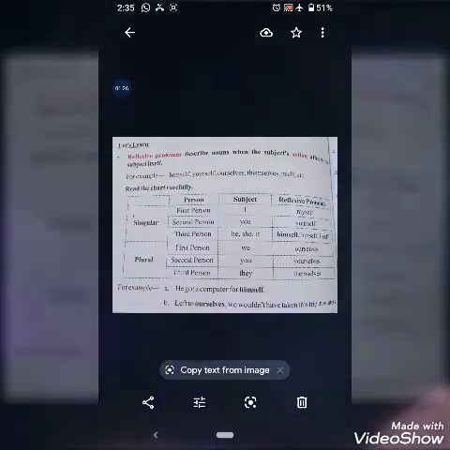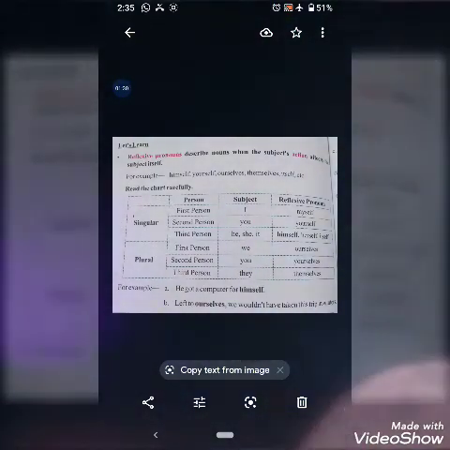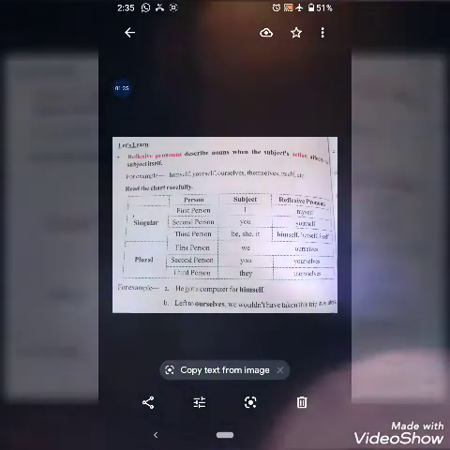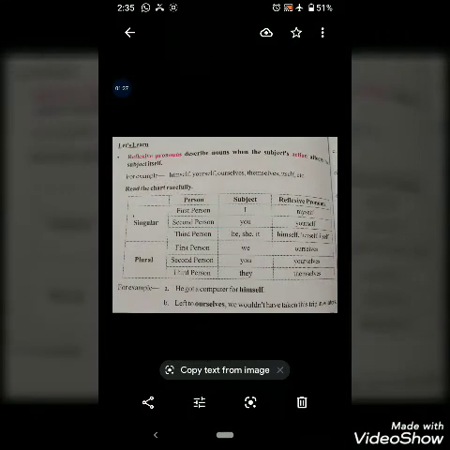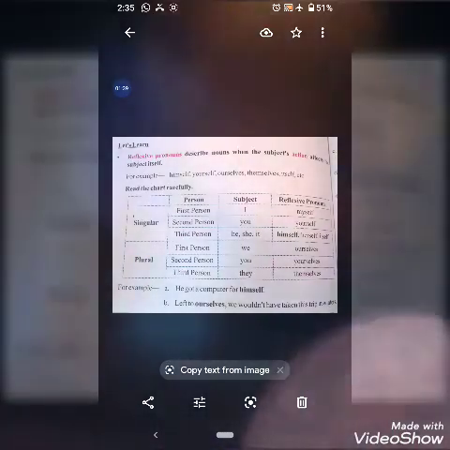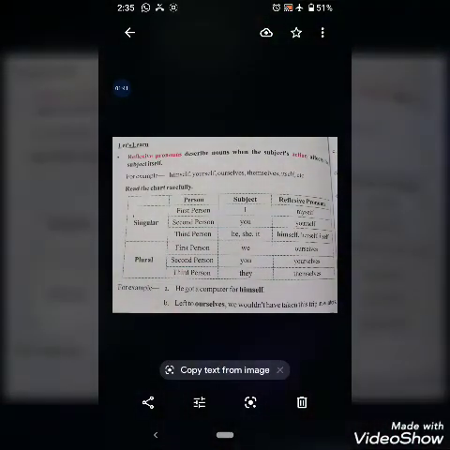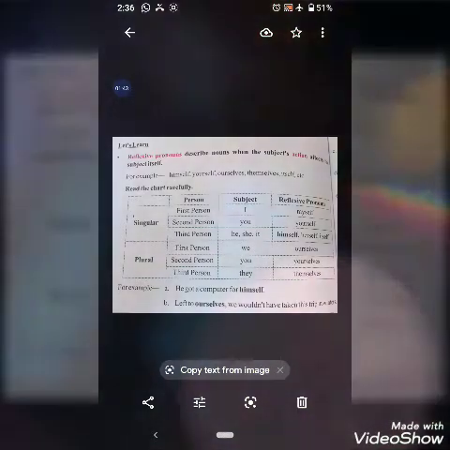Okay, so let's take a few examples. I picked the heavy bag, dash. Now, you have to fill the reflexive pronoun in this. I picked the heavy bag myself. Okay, because I is given, so we will use myself.